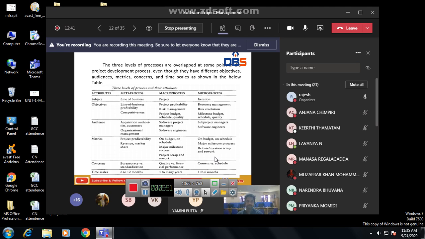Okay. So what is the time scale of the meta process? That is 6 to 12 months. In the macro process, 1 to many years, and in the micro process, 1 to 6 months. So the time scales differ across meta, macro and micro. The meta process is within 6 to 12 months, the macro process is 1 to many years depending upon the project, and the micro process is 1 to 6 months. Okay.